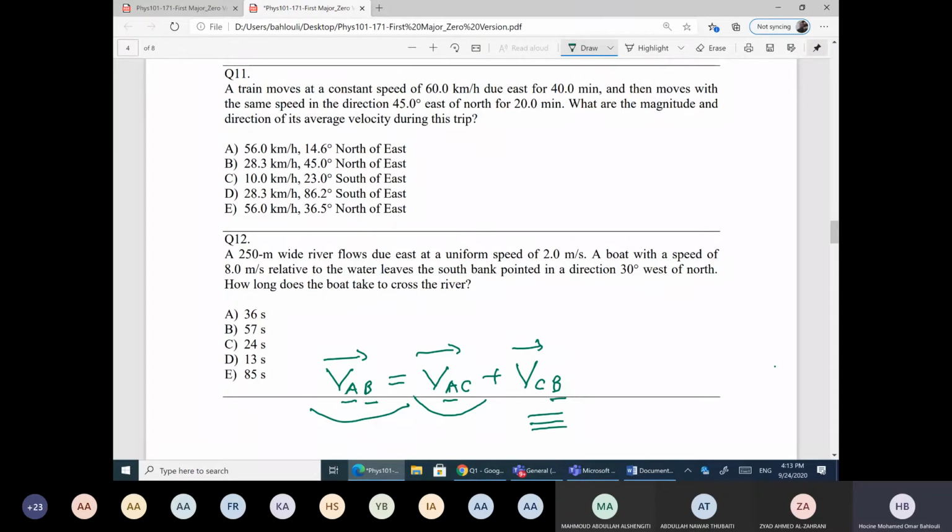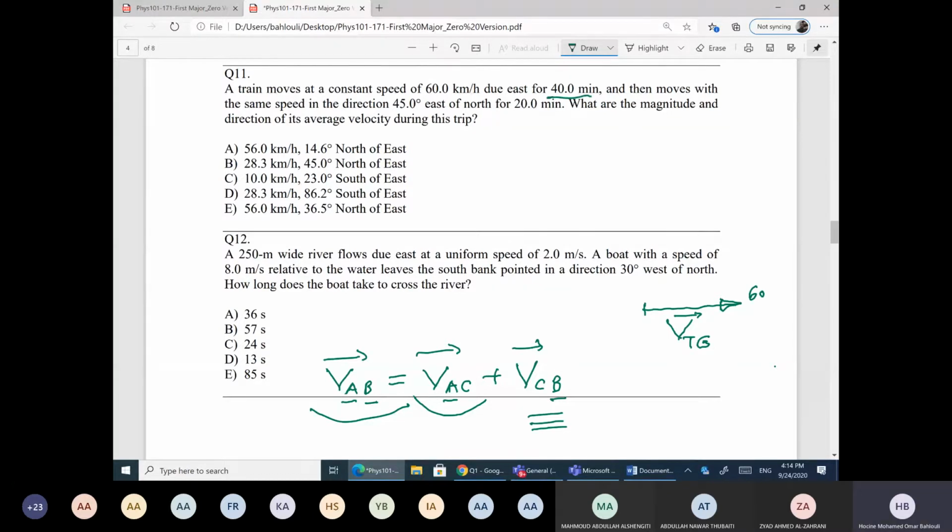A train moves with a constant speed of 60 kilometers per hour due east. So you draw the first vector, I'll draw it here, east. When I say a train is moving at a speed of 60 kilometers per hour, that means I'm talking about someone sitting on the ground who sees the train moving away at 60 kilometers per hour. That's why we call this the velocity of the train with respect to the ground. The order is important. The velocity of the train with respect to the ground is east, and its magnitude is 60 kilometers per hour. Don't convert units, as you see even in the answers it's not SI units, so unit conversion isn't necessary. Okay? Due east. That's the vector for 40 minutes.